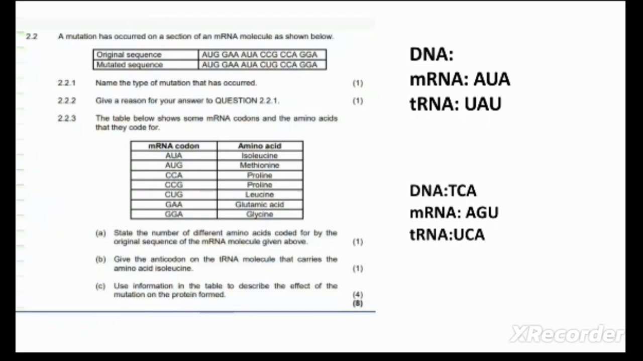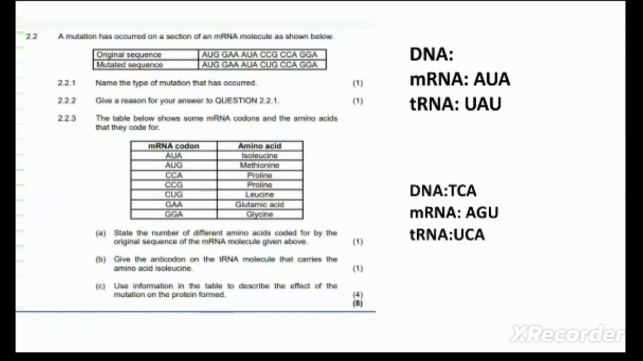It's repeating itself. And then the next question says give the anticodon on the tRNA molecule that carries the amino acid isoleucine. Now we go to isoleucine and then we look at the base triplet given for isoleucine, which is AUA, which is for codons, right?